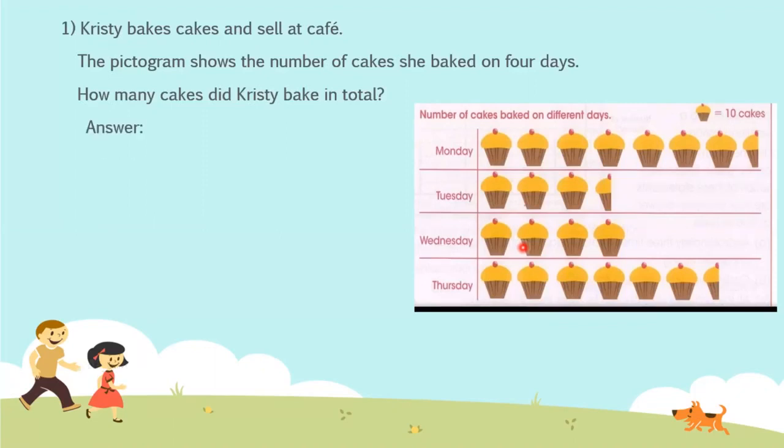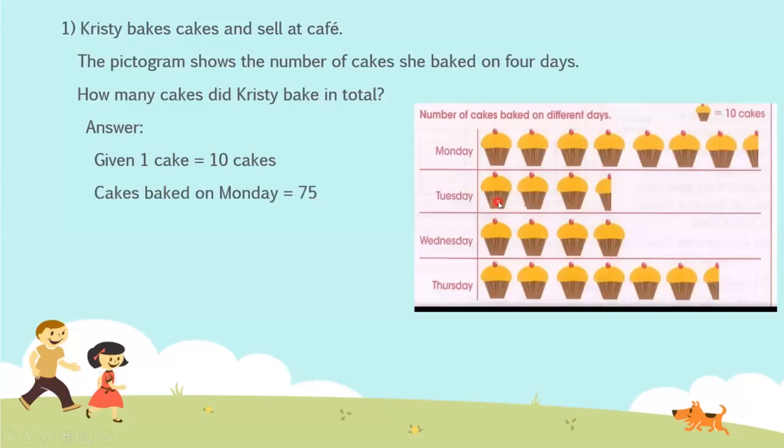Okay, we will begin the answer with the given details: 1 cake equals 10 cakes. The very first step is to find the total number of cakes baked on Monday. This data represents the total number of cakes baked on Monday, and 1 cake equals 10 cakes. And here you can see a half cake. Half of 10 is 5, so the half cake resembles 5 cakes. So shall we start? 10, 20, 30, 40, 50, 60, 70 and 75. So cakes baked on Monday is 75.